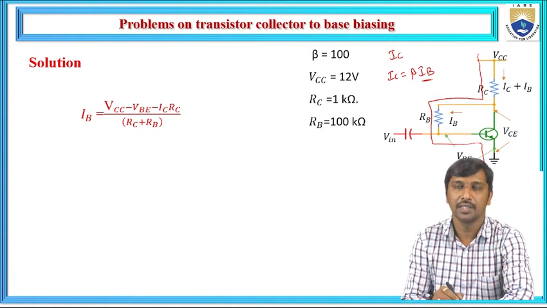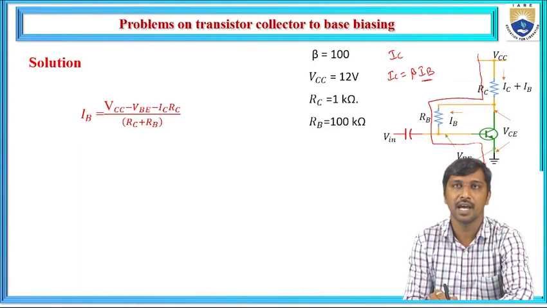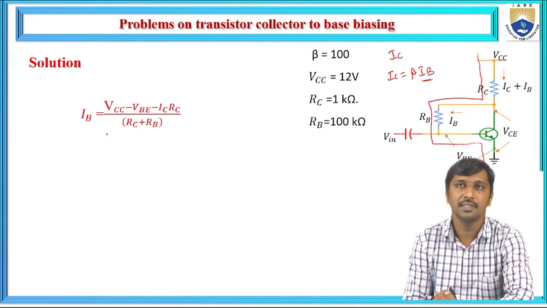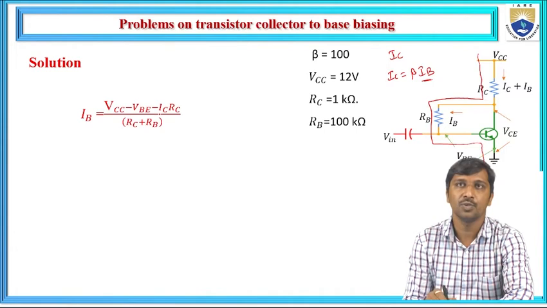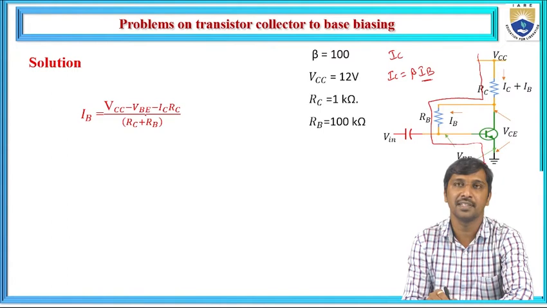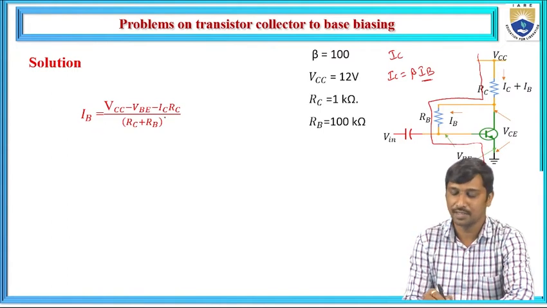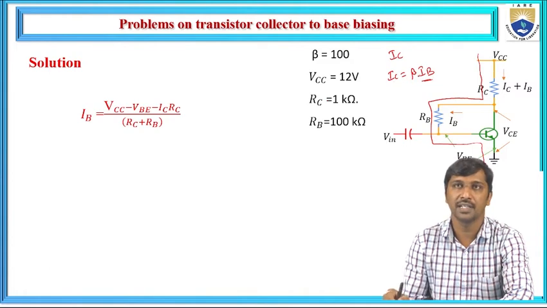Just now we observed the base current: IB is equal to VCC minus VBE minus IC times RC, divided by RC plus RB. If you consider this relation, again the two unknown parameters are there: one is IB, one is IC. To solve for one unknown parameter, one should be represented in terms of the other. And from the common emitter configuration, we know that IC is equal to beta times IB.